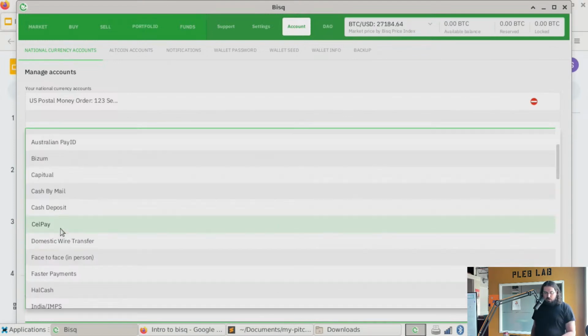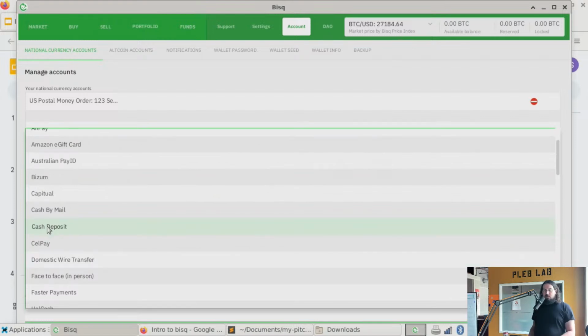There's also cash deposits. If the person tells you their bank, let's say they have Chase Bank, they can give you their account number, and you can walk into any Chase Bank and say, I would like to deposit $500 or whatever the amount is into this account number. So that's another thing you can do.